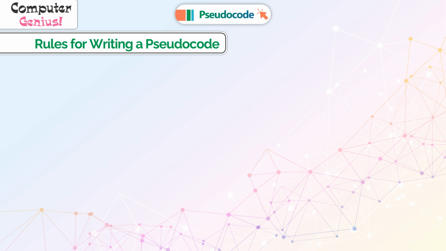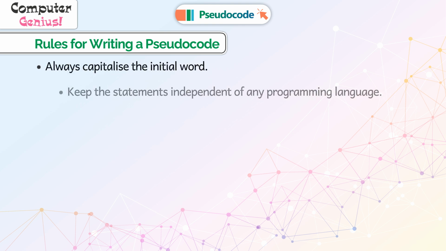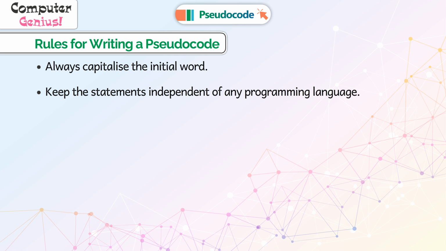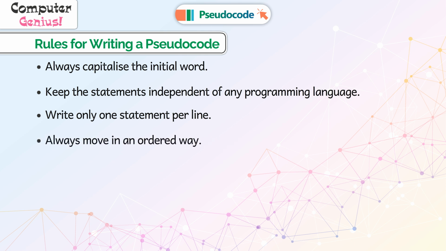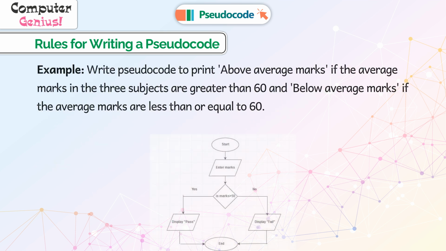Rules for writing pseudocode. Always capitalize the initial word. Keep the statements independent of any programming language. Write only one statement per line. Always move in an ordered way. Keep it simple, concise, and readable.